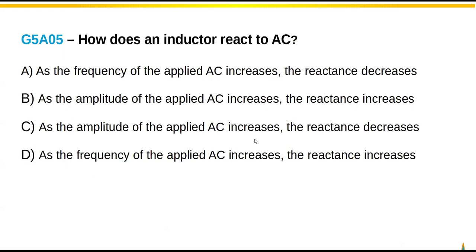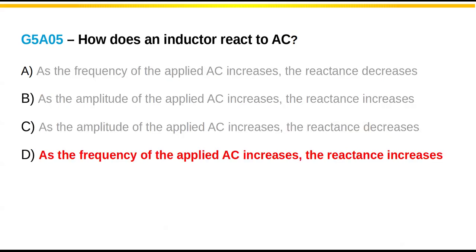How does an inductor react to alternating current? So you can throw 2 away because you know it doesn't have anything to do with amplitude. So you got a 50-50 chance. D. It's frequency dependent.